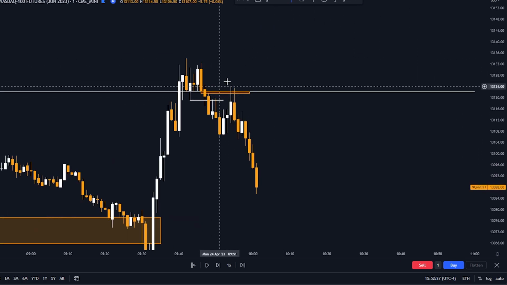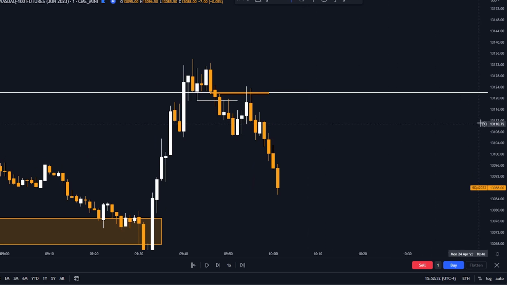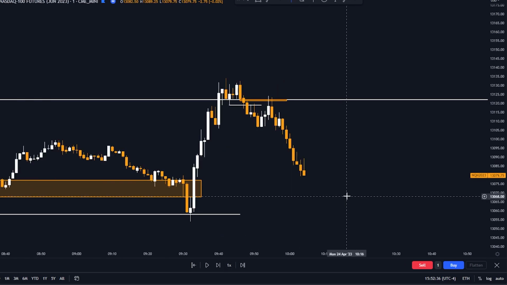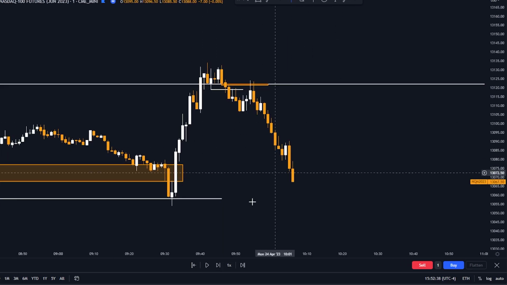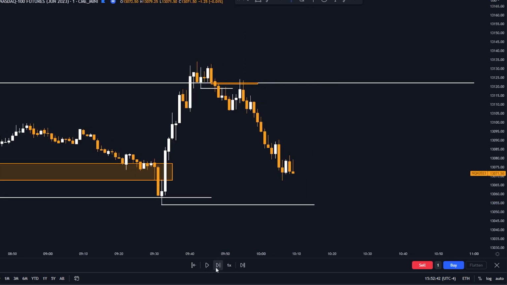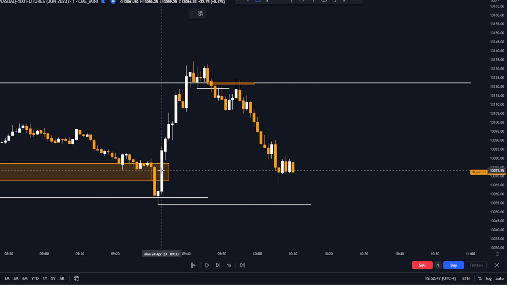So I was long biased here, but then I saw that the price is just not willing to go higher. So price continues lower. My expectation was that it's gonna hit this low right here. But then what happened? It was consolidating right here.